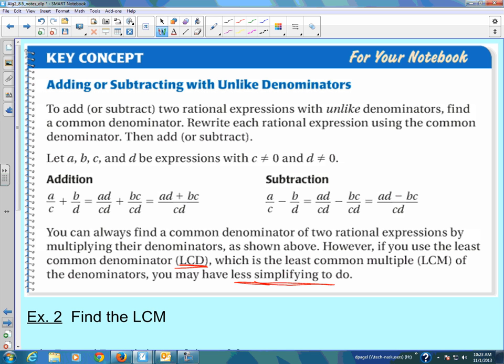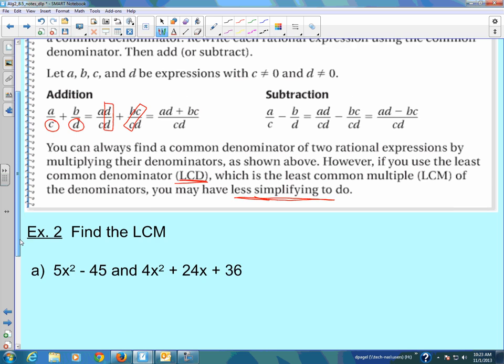So here's some examples. Denominator C, denominator D. We find out that they have a common denominator of CD, and so that means the A over C has to get multiplied by D over D, and the B over D has to get multiplied by C over C, and then we get AD plus BC over CD in the denominator.